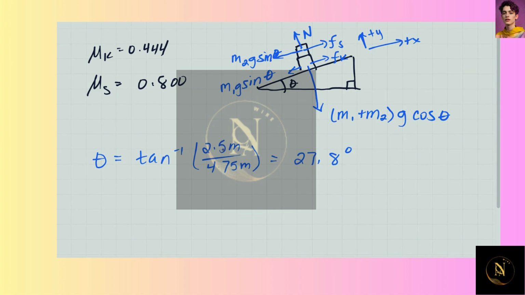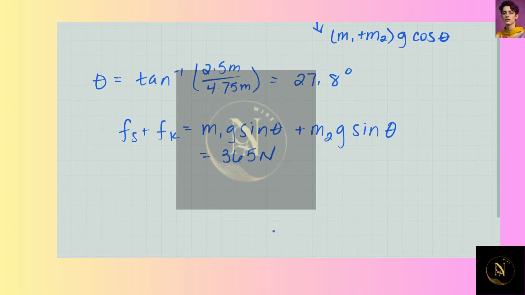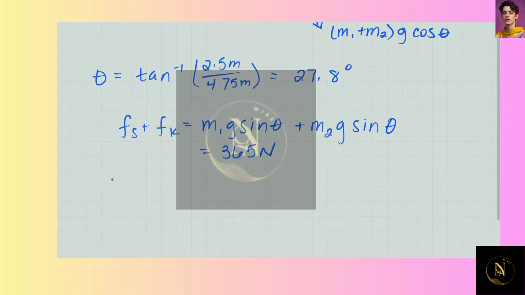So looking at the horizontal direction, we have Newton's second law. So Fs plus Fk is equal to m1g sine of theta plus m2g sine of theta. So plugging in values, we get that this is 365 newtons.